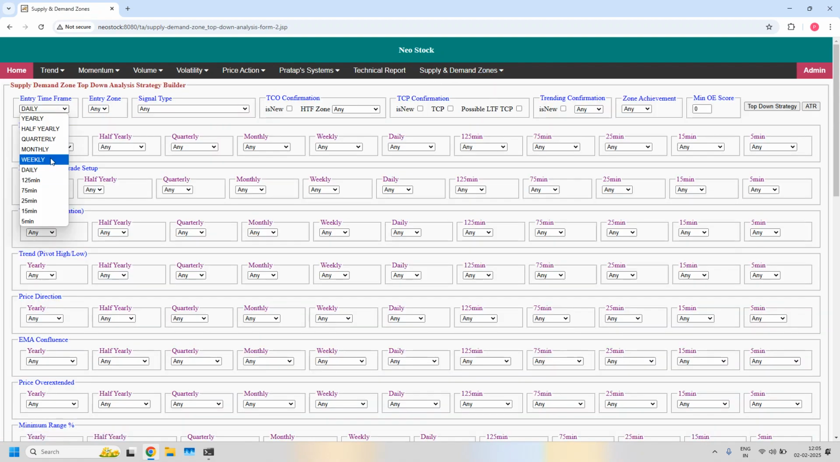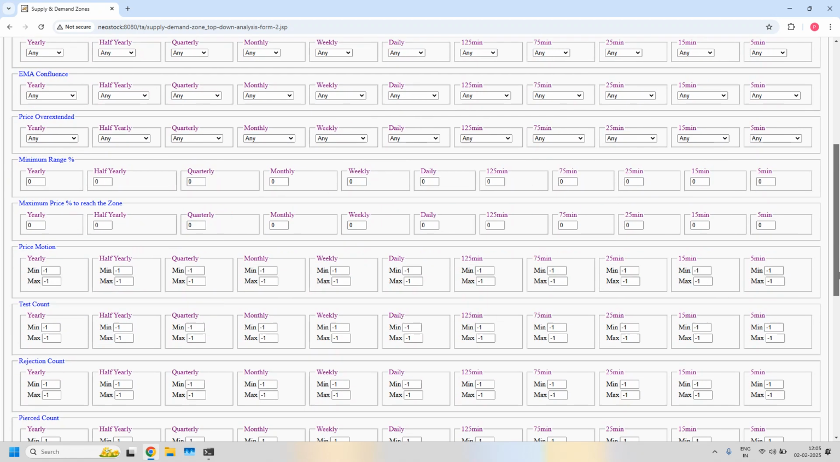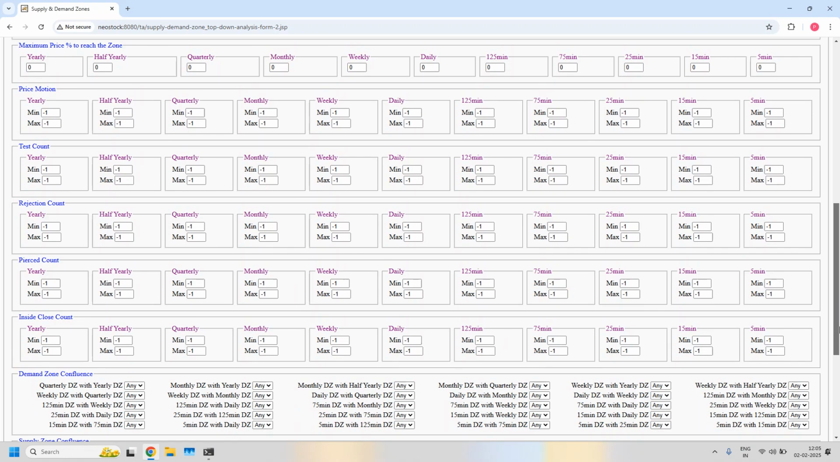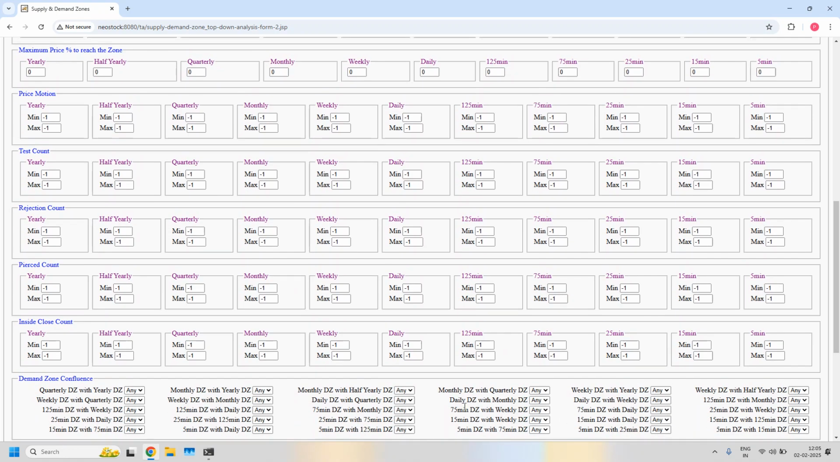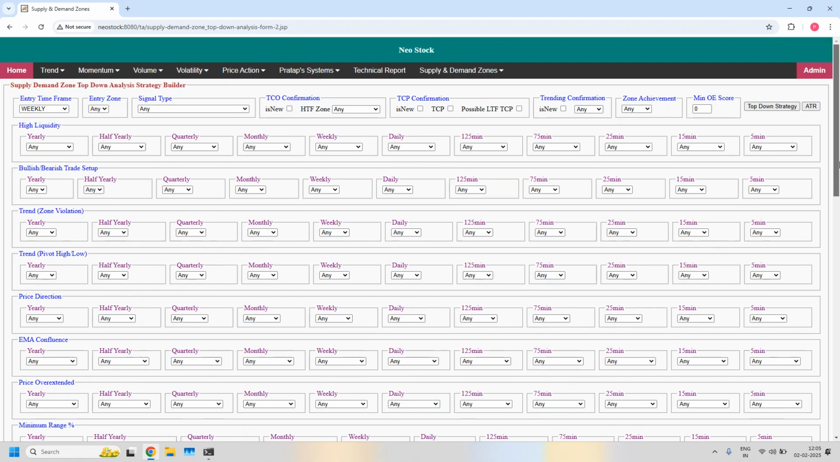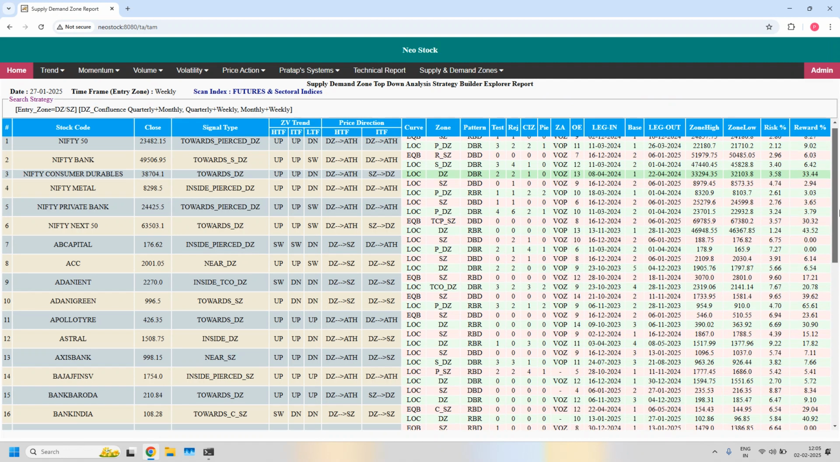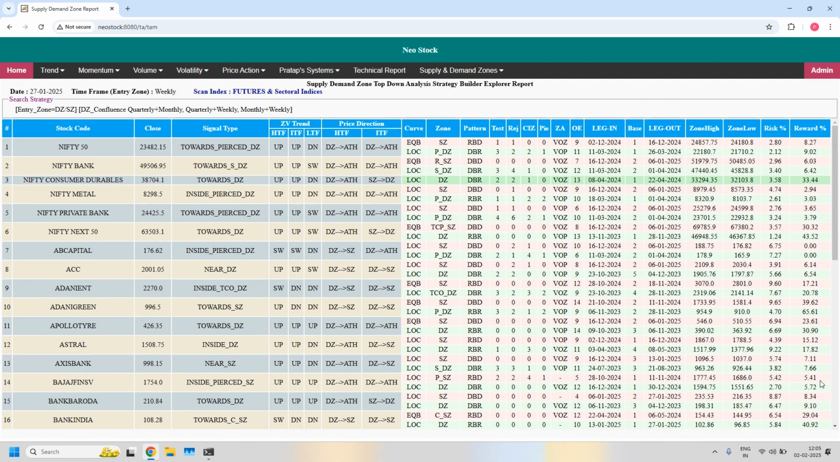So, weekly time frame, in the demand zone confluence, I am selecting 3 filters. First filter is weekly demand zone confluence with monthly demand zone, weekly demand zone confluence with quarterly demand zone, and also monthly demand zone confluence with quarterly demand zone. With all the 3 filters, that is LTF, ITF, HTF demand zone confluence, we got 37 stocks.